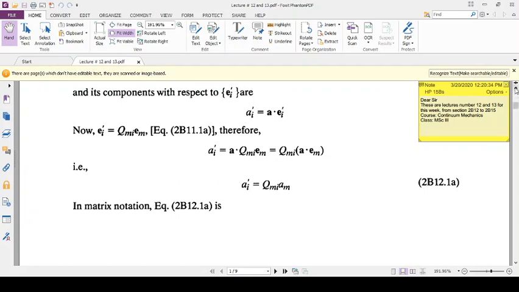This is the transformation law for the components of vectors, that if we have given a vector with respect to basis ei, then with the help of this transformation law 2b12.1a, we can write components of that vector with respect to basis ei dash. Obviously transformation matrix will be given.